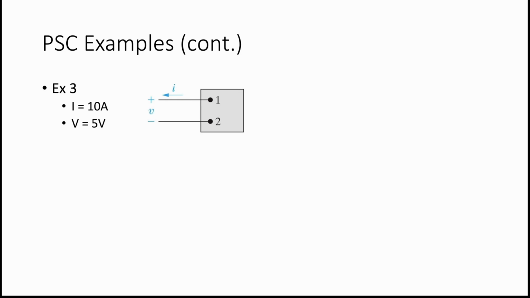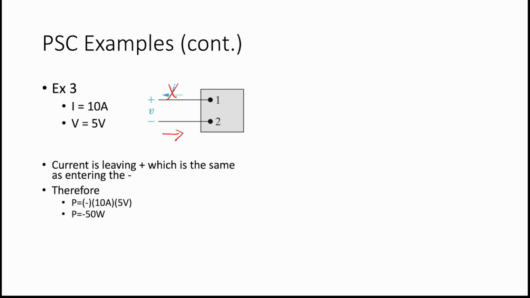So instead of us having the I leaving the positive terminal, we can rewrite that as the I entering the negative terminal. So when we do our power equation, we use the passive sign convention and we put our negative in front of the equation. So we have negative times 10 amps times 5 volts is equal to negative 50 watts. Remember, the negative means that the component is a source.